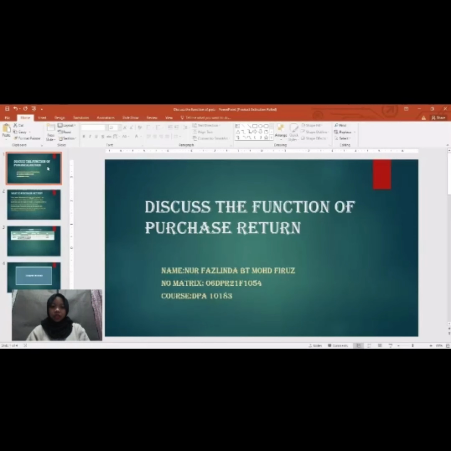Assalamualaikum Madam Suryani. My name is Nur Fazlinda binti Muhammad Firuz. Number of matric is 06DPR21F1054. Today I want to discuss the function of purchase returns.